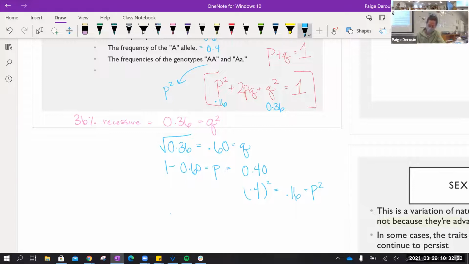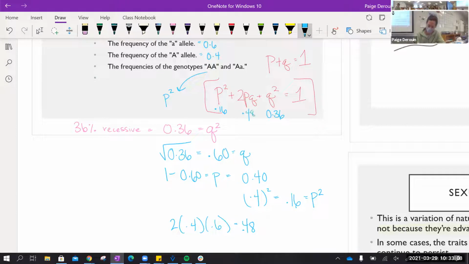And for our 2pq, all we have to do is 2 times 0.4 times 0.6. 0.4 times 0.6 times 2 equals 0.48. That's going to be our heterozygous people. Now, here's the moment of truth. I'll say here that AA is 0.16, Aa is 0.48. The moment of truth that you can use to check your work, which is the most satisfying moment, is when you add up p squared plus 2pq plus q squared, you should get 1. Or if you did a lot of rounding, 0.99 or 1.01 or whatever, but it should be like 1. Okay, and it is. It does. Yay. So then you're like, check.